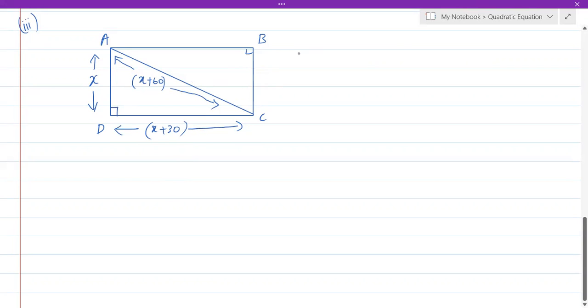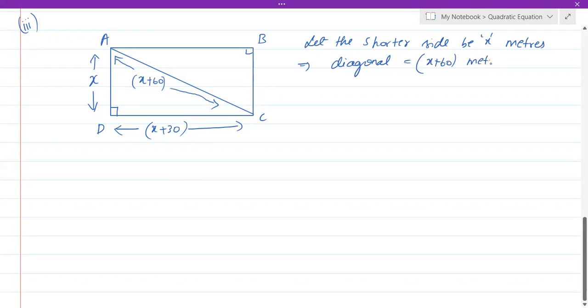Okay. And we know that in a rectangle, all the angles are 90 degrees. Okay. So let's write whatever we have done. Let the shortest side be x meters. So which implies diagonal is equal to x plus 60 meters, and longer side is equal to x plus 30 meters. Now, how do we get the quadratic equation?